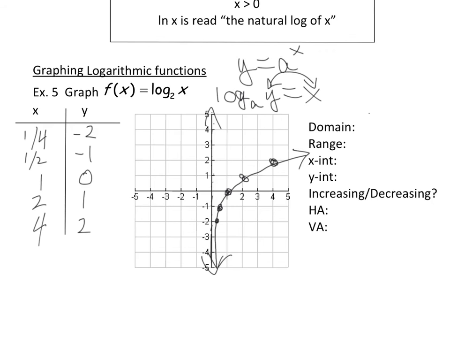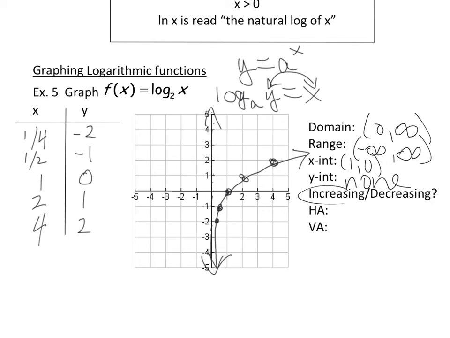Our domain is 0 to infinity. Our range is all y values, since that is the exponent. Our x-intercept is now 1, 0. Y-intercept is none. This is increasing. We don't need to write what interval, it's for the whole interval. I made a mistake on that yesterday. I think we survived that okay. Horizontal asymptote is none, and then vertical asymptote we have x equals 0.